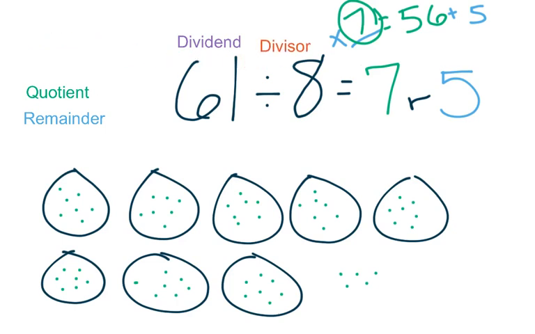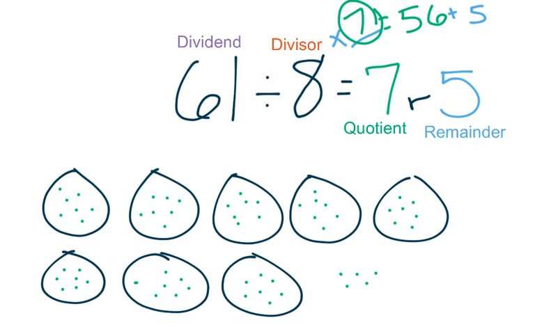That's my piece that's being separated. My divisor would be 8, the number of pieces I'm separating it into. My quotient is how many pieces each of those 8 groups is going to get, and my remainder is what's left over.